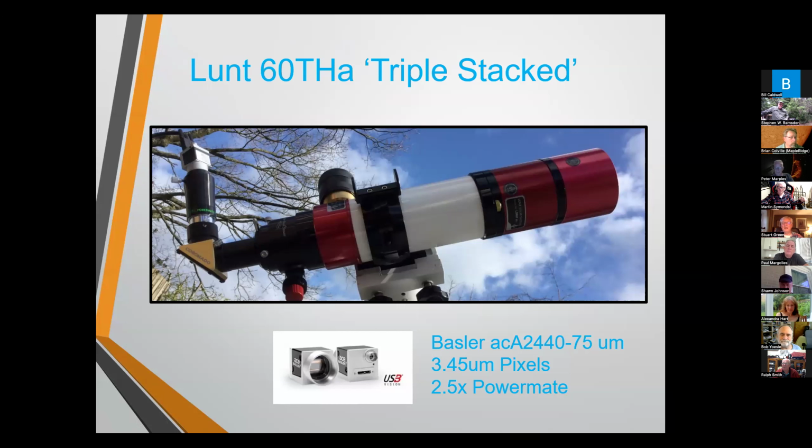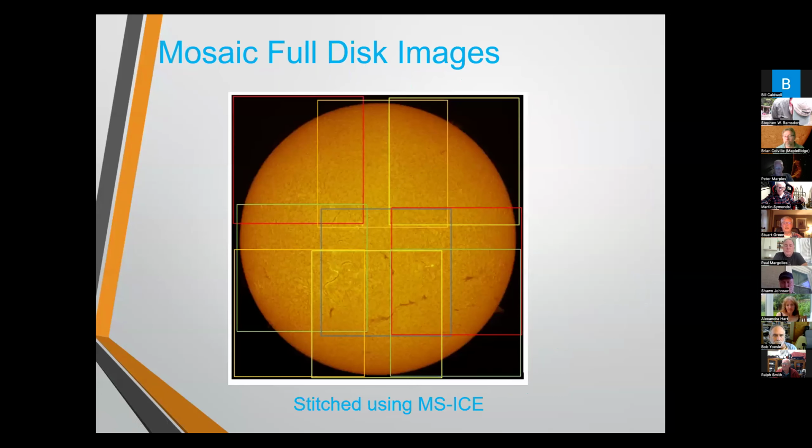Thank you. So there's that internal pressure tuner. I use a Basler ACA 2440-75 camera, 3.45 micron pixels, and a 2.5 power mate. And I create my full discs using a mosaic procedure. I take 9 very much overlapping panes and stitch them together.